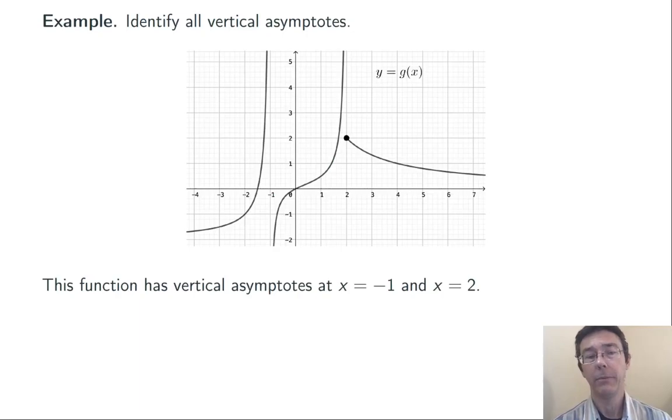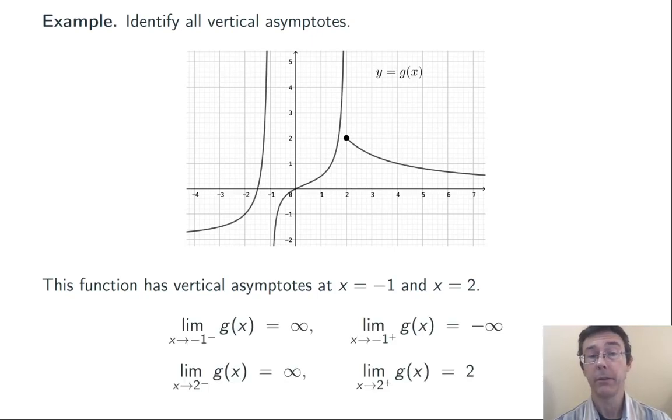Here's a graphical example. We have vertical asymptotes at x equals -1 and x equals +2. Visually, these are vertical lines that the graph seems to be getting closer and closer to as x approaches those values. Now we can see that these are vertical asymptotes using limits. At x equals -1, the left-hand limit is positive infinity and the right-hand limit is negative infinity. So both one-sided limits are infinite in that case.